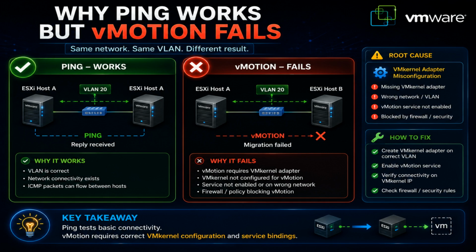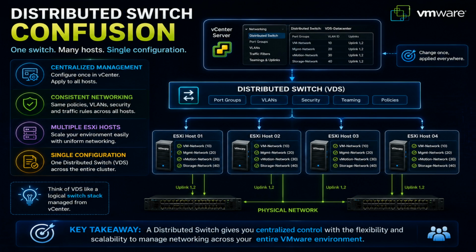Connectivity alone isn't enough. VMware services depend on proper service bindings and vMkernel configuration. And just when you've mastered that, VMware introduces another layer of abstraction. What if one switch could manage networking across an entire cluster? That's exactly what a VMware distributed switch does.